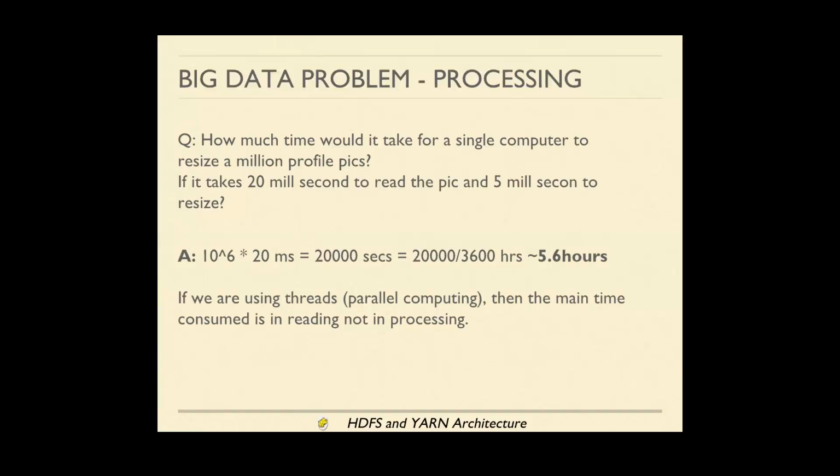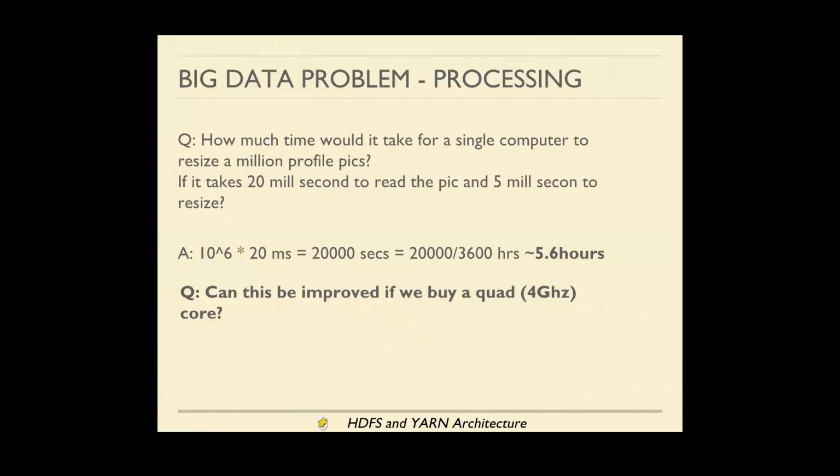Okay, so now let's try to do this. Now, let me ask you this. Can we improve it if we buy a quad core computer, meaning a computer that has 4 cores? Was the CPU the bottleneck in our previous discussion? Who consumed those 20 milliseconds? CPU or reading from the disk? Was the CPU the bottleneck?